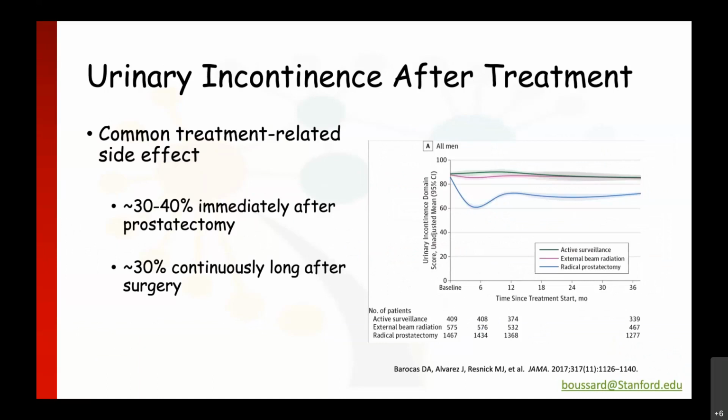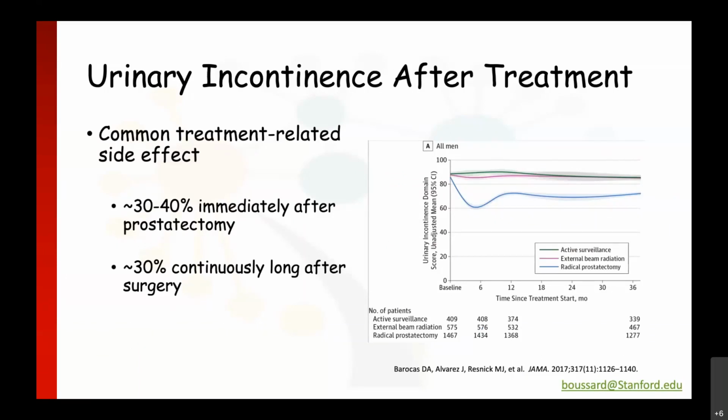So today I want to show you how we've used this framework to identify, and I'm going to focus on urinary incontinence here. Urinary incontinence is a common treatment-related side effect in prostate cancer patients, more commonly seen following surgery rather than radiation. And here is a graph from some work that was published in JAMA in 2017 that shows urinary incontinence following 3 common treatments: surgery, radiation, and active surveillance.